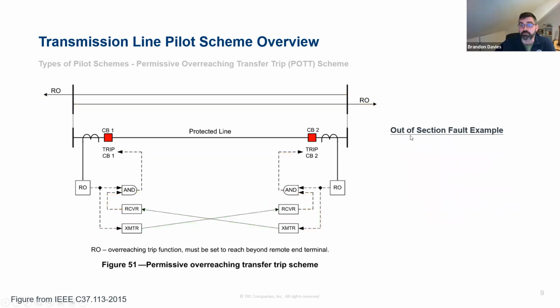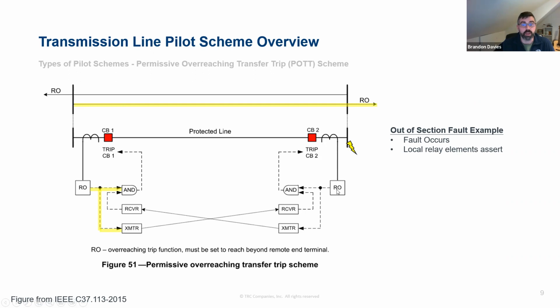So for an out of section fault, we'll take a look at the same thing. So a fault occurs. In this case, it's on this bus off the remote line. So this could be on the bus, it could be off an adjacent line, like the fault example that we looked at. The local relay element at terminal 1 here sees the fault within its overreaching zone. So it's in front of it, it's within the zone of reach.